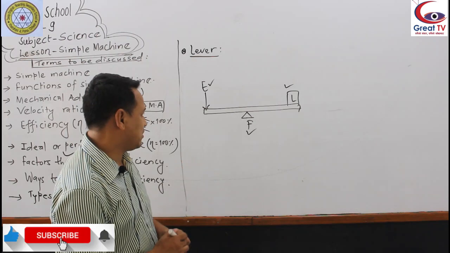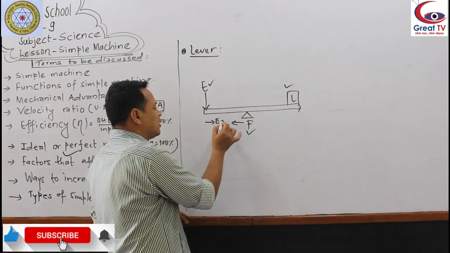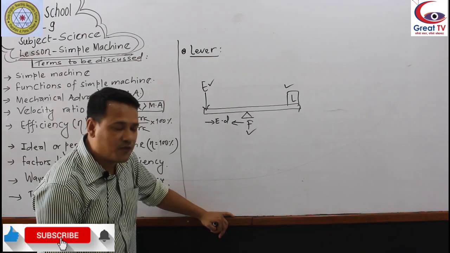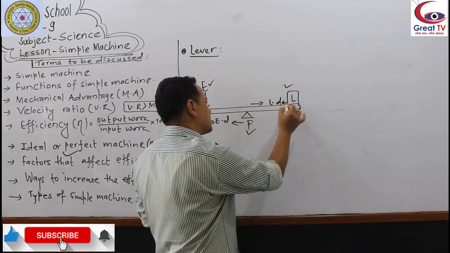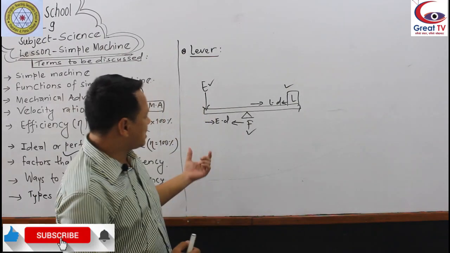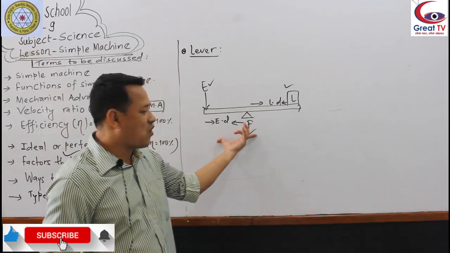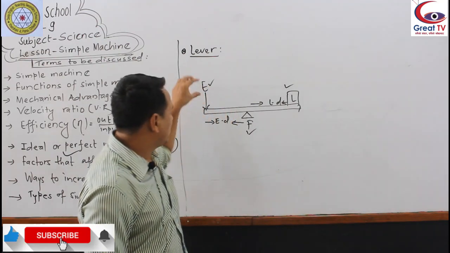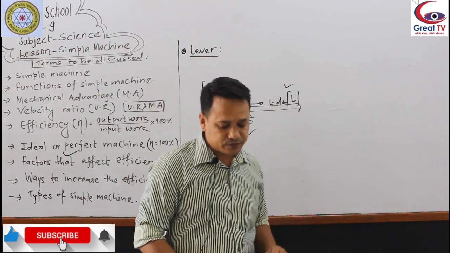The rotating point is the fulcrum. The distance from effort to fulcrum is called the effort distance. And the distance from fulcrum to load is the load distance. So we have effort, load, fulcrum, effort distance, and load distance.